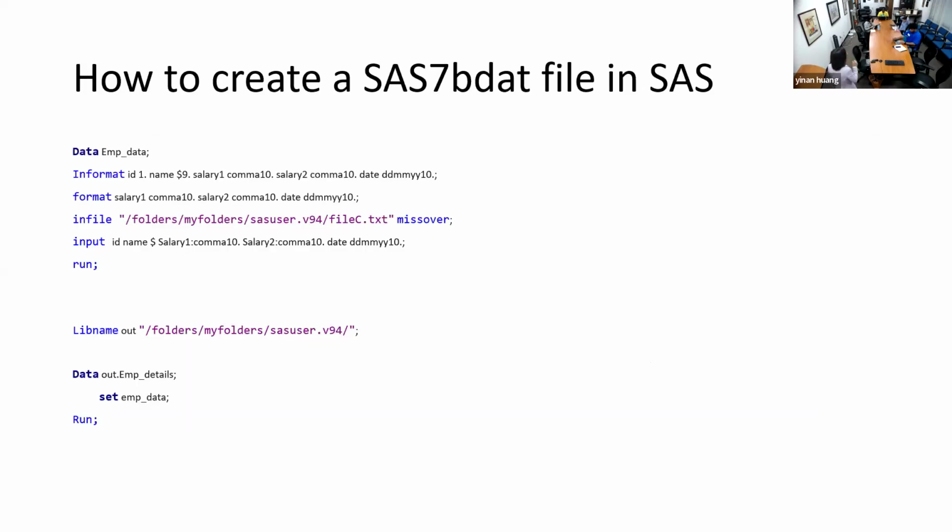Now, moving on to creating and exploring a SAS data set. Okay, creating SAS 7BDAT data files. Here is one simple example. They start with a txt file, and they can use the informat statement and format statement to create an EMP data file, which is a SAS data file. We will get to the examples later together.